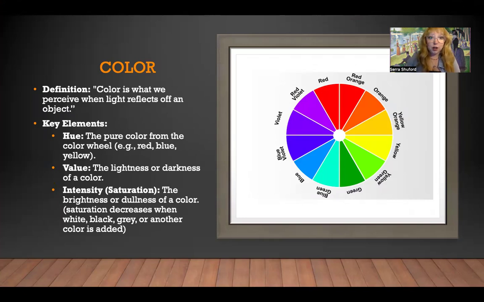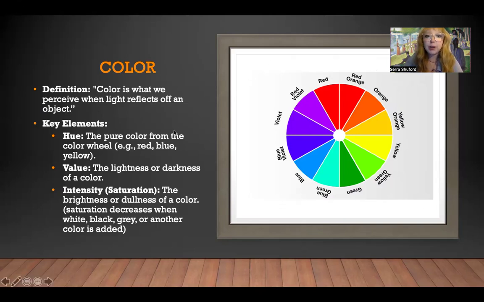The definition for color: color is what we perceive when light reflects off of an object. The key elements are hue, which is the pure color from the color wheel. And here is our color wheel with our 12 little color wedges. This is the one that we're going to refer to the most when we talk about color. There are a couple different types of color wheels, or color relationships, but this is the one we're going to refer to. So if we have a pure hue, that means that it has not been manipulated at all. White and black haven't been added into it. It's just the pure color.